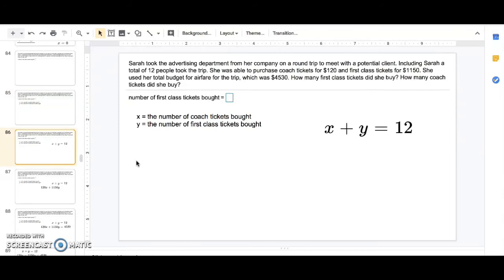For the second equation, we're told she was able to purchase coach tickets for $120 each, and first class for $1,150 each. So we have 120x plus 1,150y, x being the coach tickets, y being the first-class tickets, and we had a total cost of 4,530. So set that equal to 4,530. Now we can go ahead and find the number of tickets.